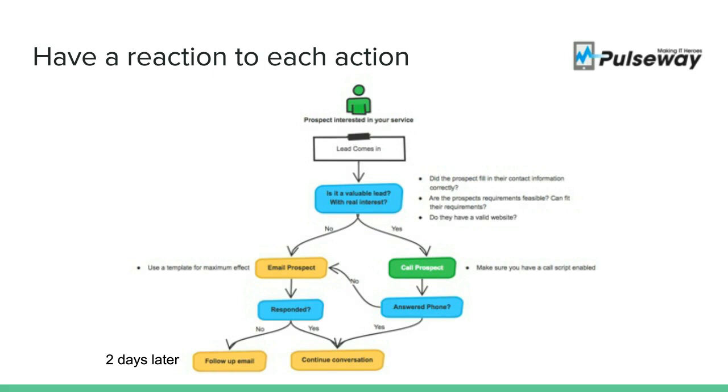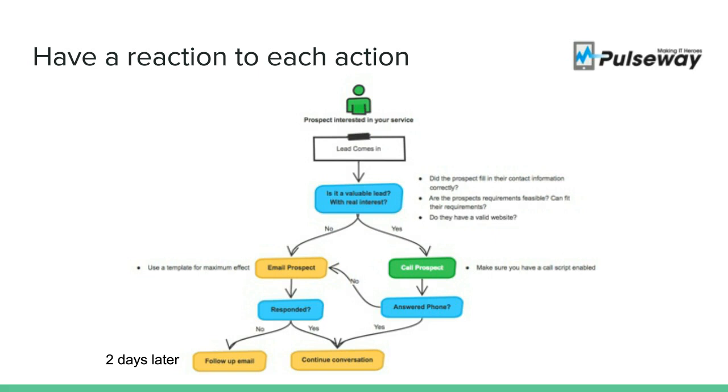Okay, so as mentioned before, it's important to have a reaction to each action. So I just built it out from my previous process that I had. A lead comes in, email prospect. Did he respond? No. Send follow-up email 2 days later. So I have a task to do in 2 days, send follow-up email. And this is also scripted. So I know exactly what to do in 2 days' time if this prospect did not respond.